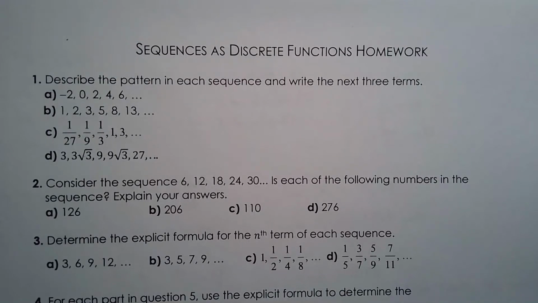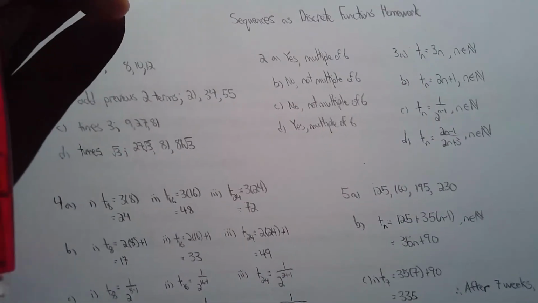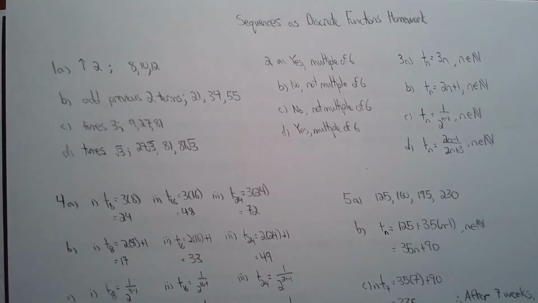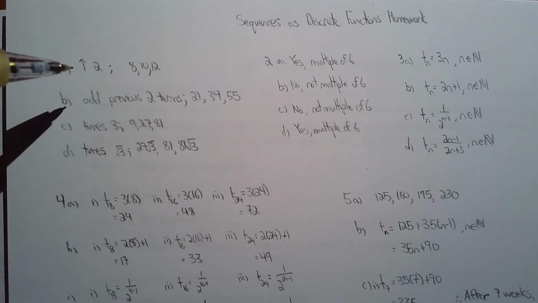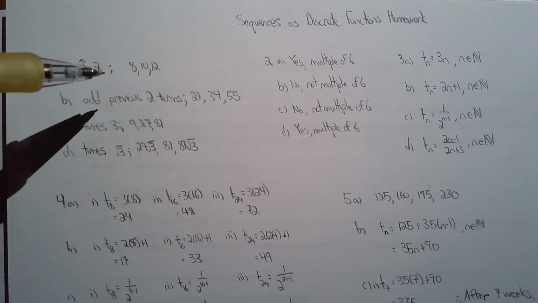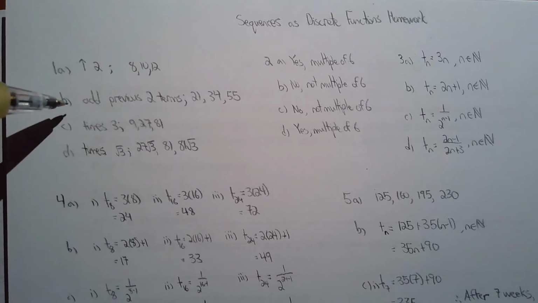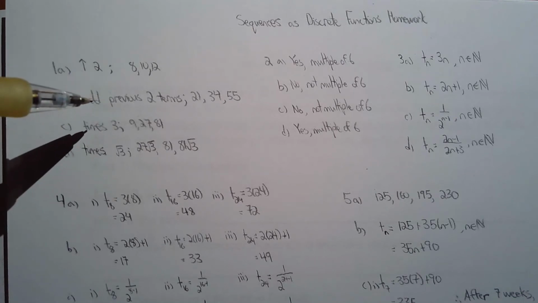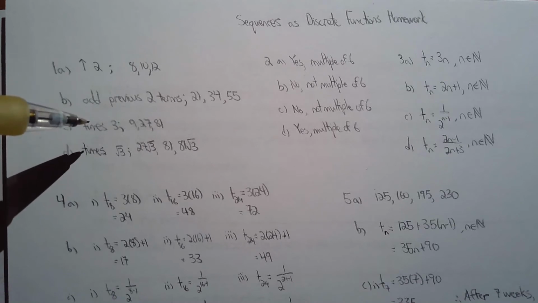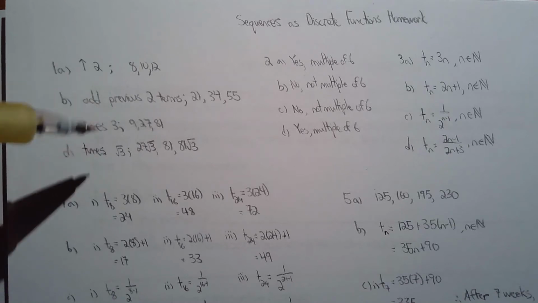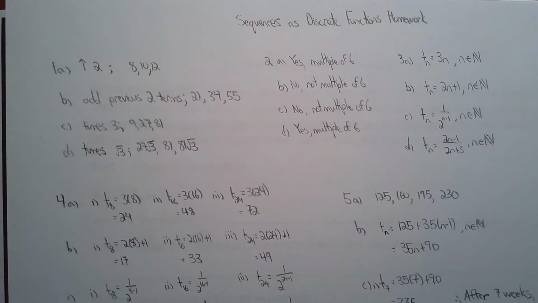In this video, we'll take up the homework sheet on sequences as discrete functions. So the first question, we're just looking at the pattern and trying to find the next three terms. So 1a, you're just going up by 2 to find the next term. And 1b, you're adding the previous two terms to find the next term. For C, you're multiplying by 3 to find the next term, and D, you're multiplying by root 3 to find the next term.